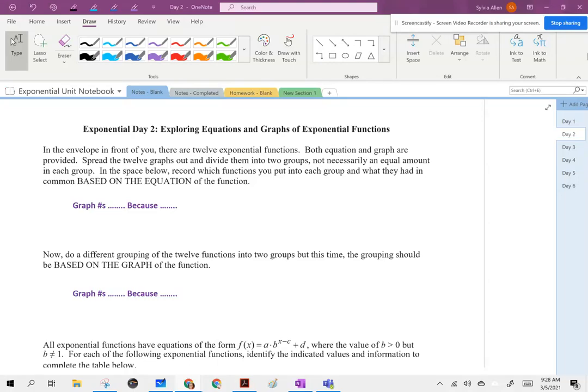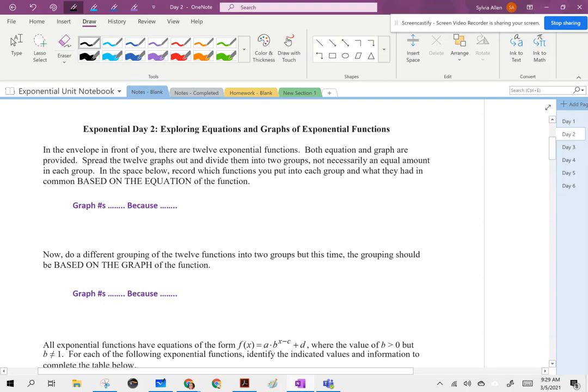All right, so we're going to try and do this digitally. Let's see how this works. This is supposed to be an investigation and exploring the equations and graphs. Even though it says in the envelope in front of you, you don't have an envelope, it says there are 12 exponential functions. Both equation and graph are provided.